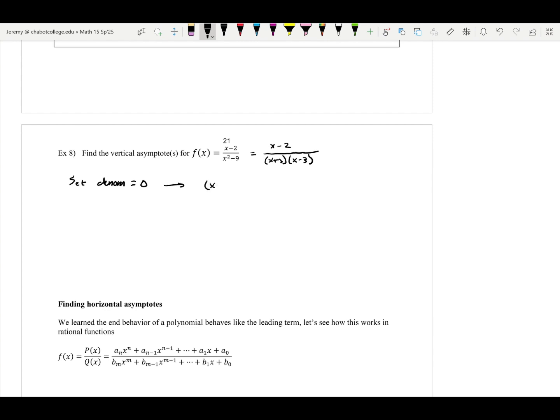Okay, so x plus 3 times x minus 3 is equal to 0, leaving it in factored form because that just shows me that x is equal to negative 3 and x is equal to positive 3 are the two solutions. So that means that I have these two vertical asymptotes: vertical asymptotes at x equals negative 3 and x equals positive 3.